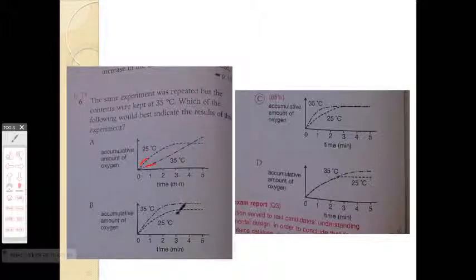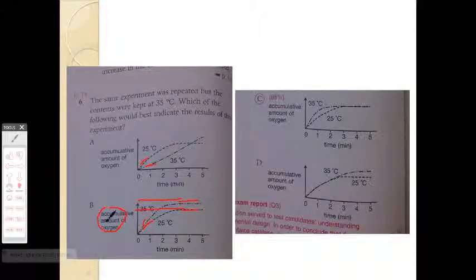And these two, this one is steeper than this one. So at the beginning, 35 degrees means a faster reaction than 25 degrees. And then at the horizontal line, draw it to the y-axis. See here, accumulative amount of oxygen. This is the product.